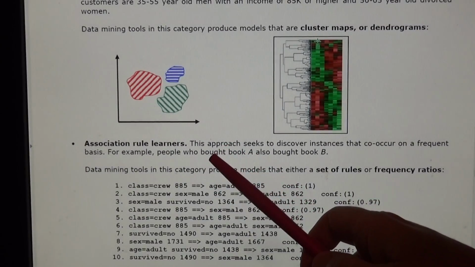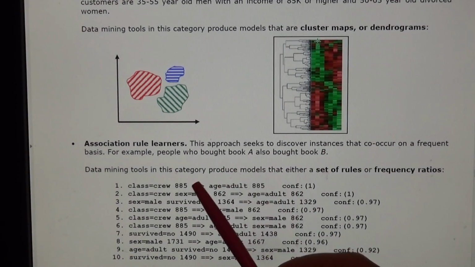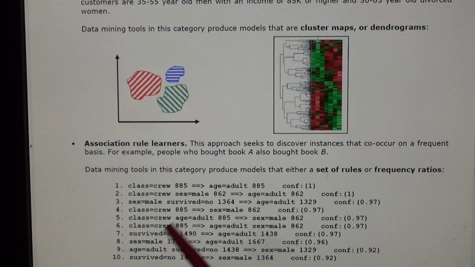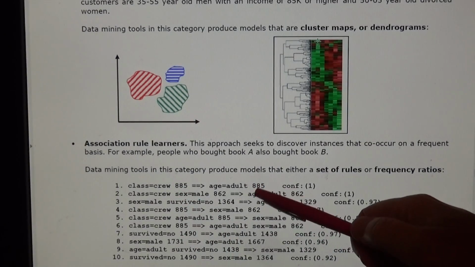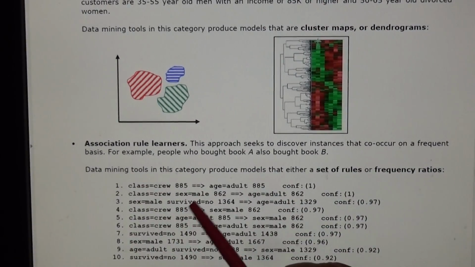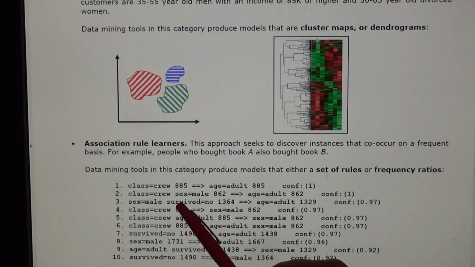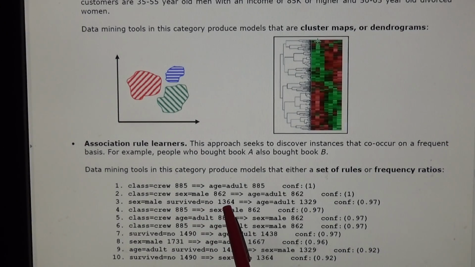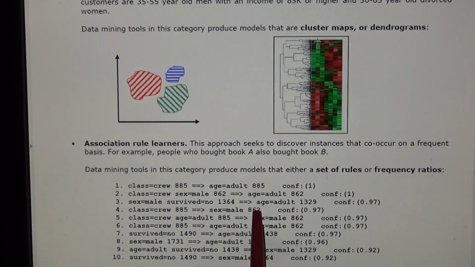There's also what's called an association rule learner, and what it does is it takes, let's say, different attributes and tries to come up with any relationship. This is the Titanic data, and it says the crew, there were 885 crew members, and they were all adult. Now that doesn't tell you much, but that's what it does. The crew had 862 males, and they were adults. Here's one, how many males survived? None, 1364. How many adults? 1329, so that's the confidence we have. And of the crew of 885, 862 were male, so it finds a relationship between one or more attributes on either side.